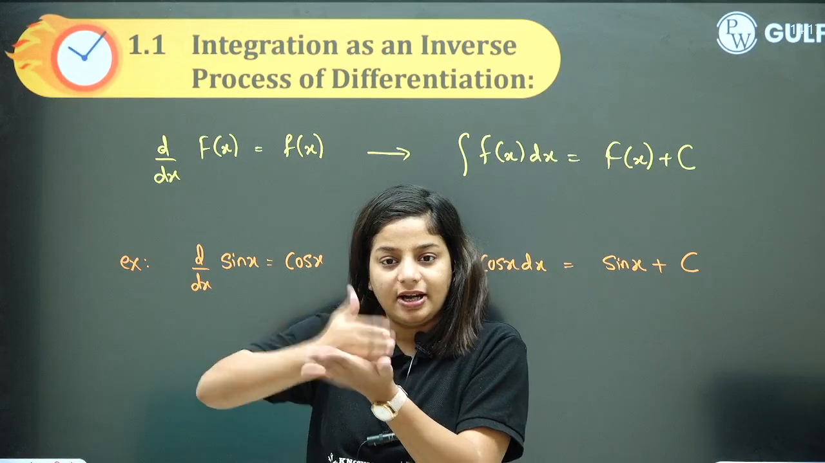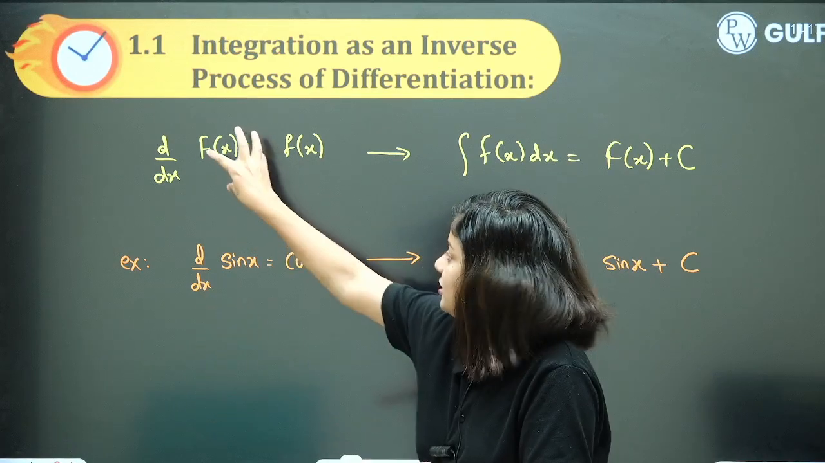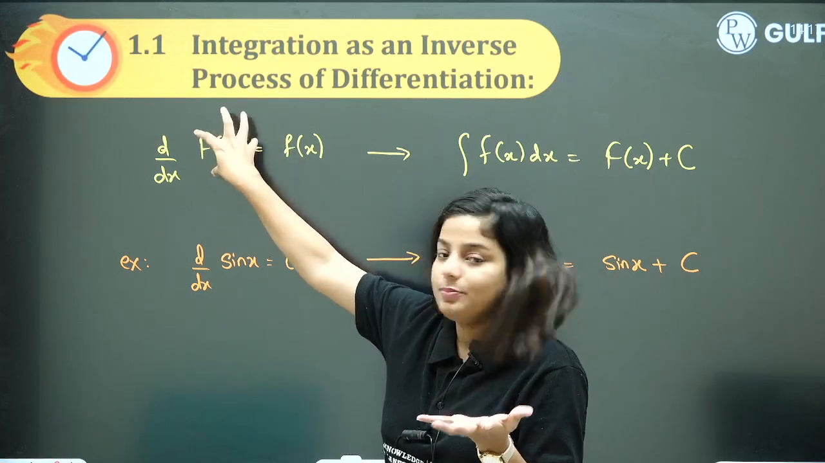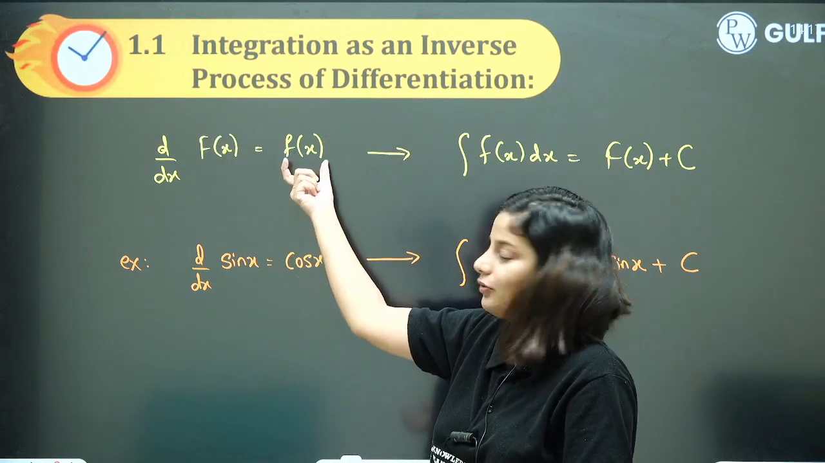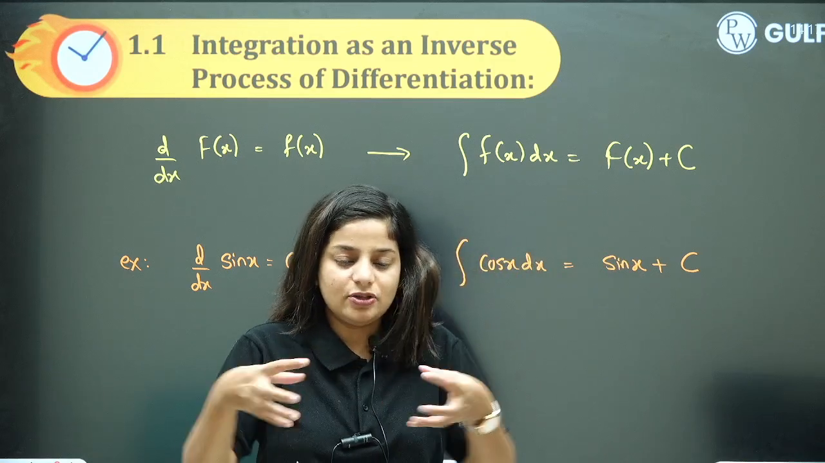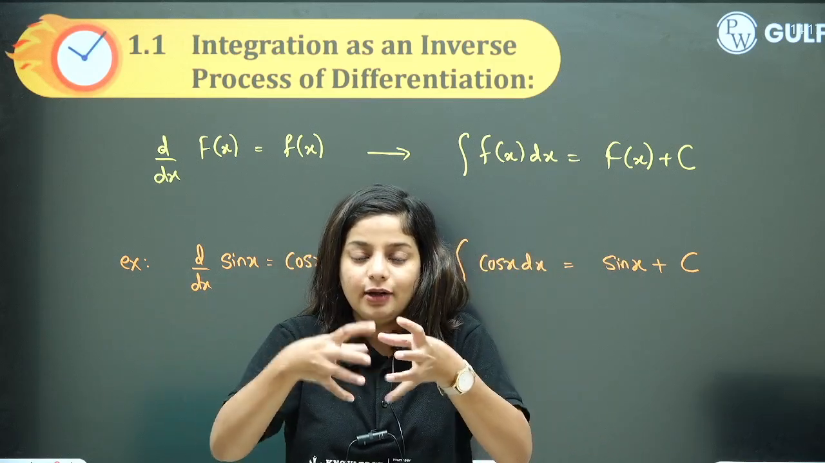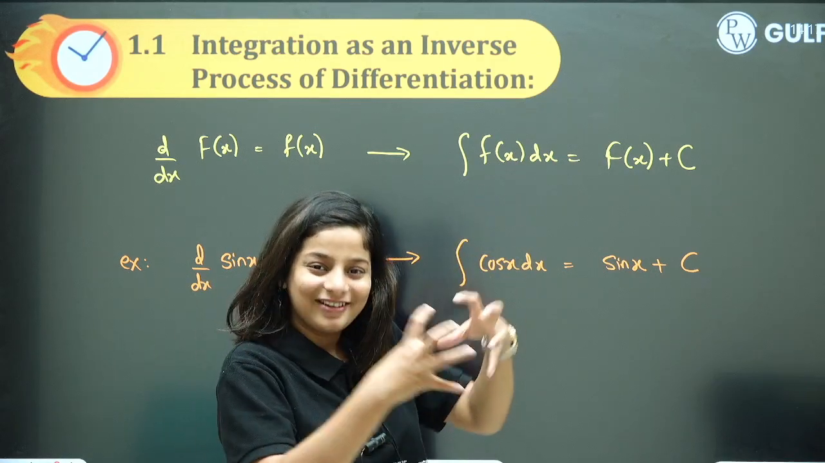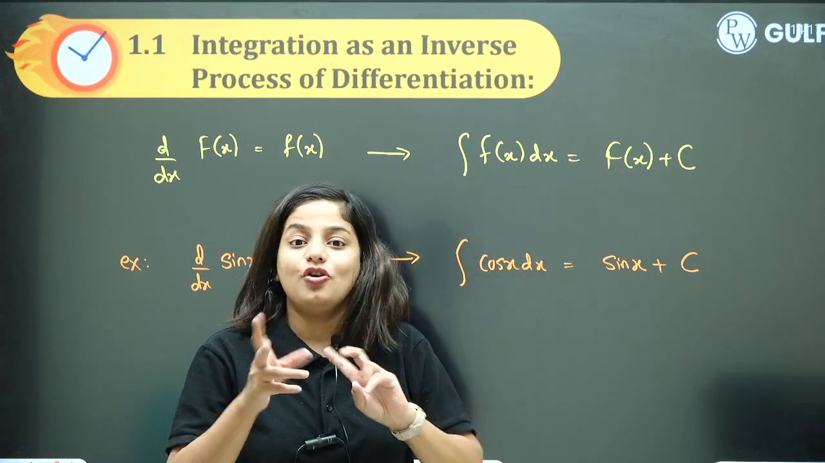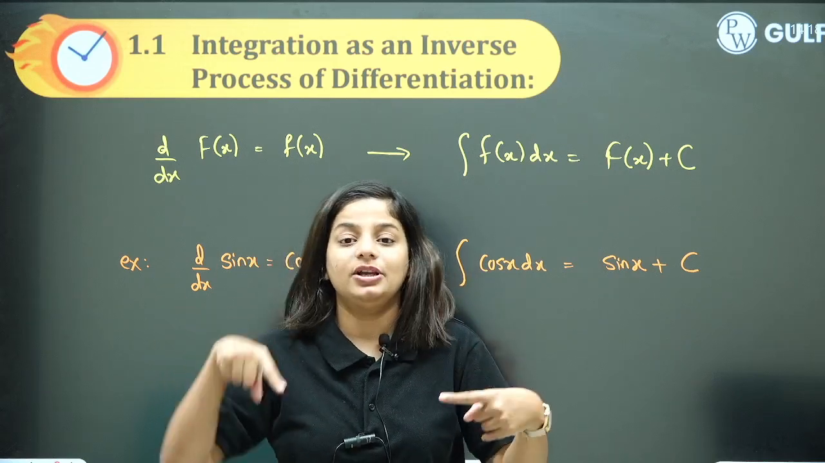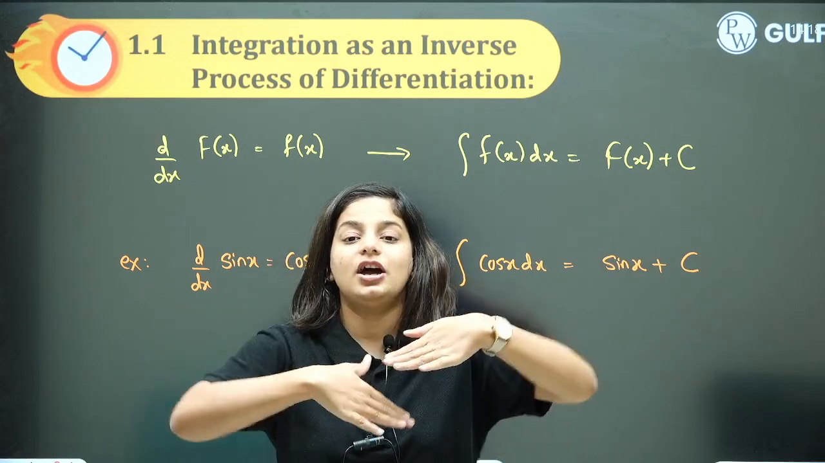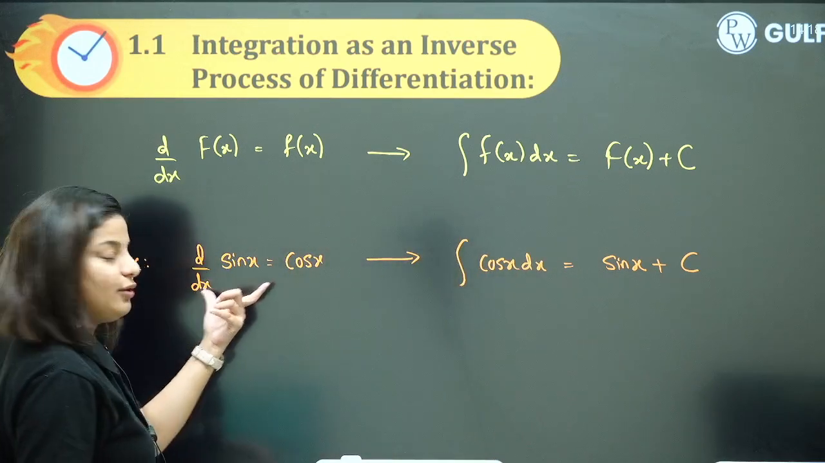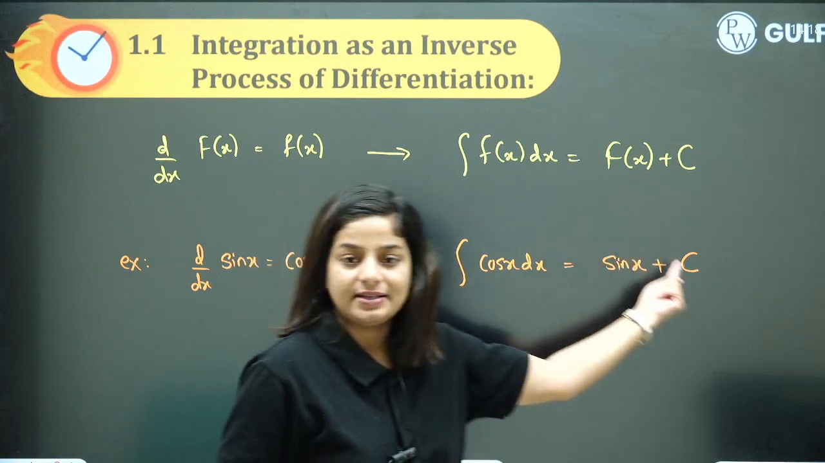Capital means big, small means small. So a capital function, a big function, is differentiated to get a small function. Integral means all the smaller functions, small f, are combined to make a big function. So like addition, subtraction, multiplication, division, differentiation and integration are opposite processes of each other. Remember that. Like derivative of sin x is cos x, integration of cos x will be sin x.